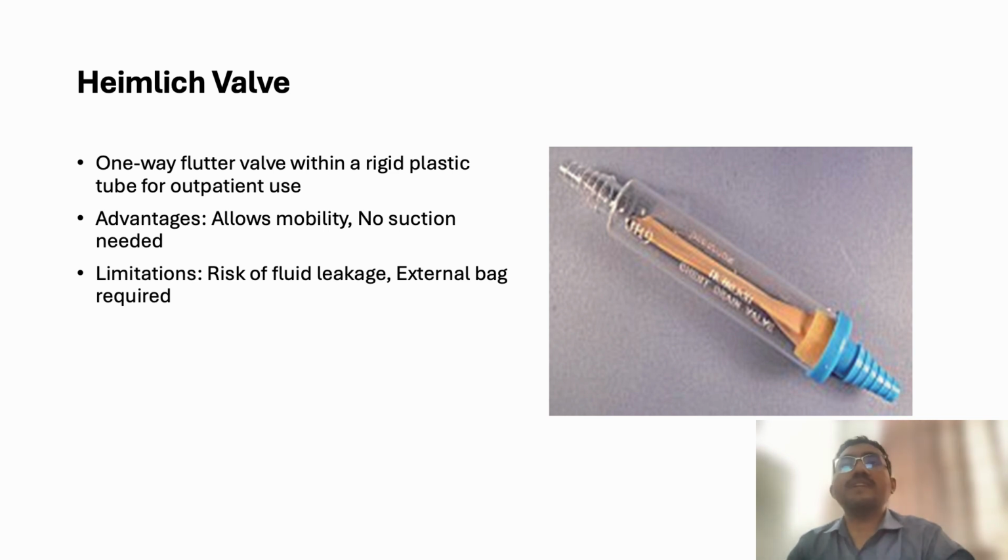Then there is the Heimlich valve, which is a one-way flutter valve within a rigid plastic tube for outpatient use. If the patient has a prolonged air leak without a large volume of fluid coming out from the chest cavity through the chest tube, then this Heimlich valve can be used in an outpatient setting. Again, this is a type of flutter valve covered in a plastic tube so that air and fluid can escape into the atmosphere, but atmospheric air cannot enter the chest tube.